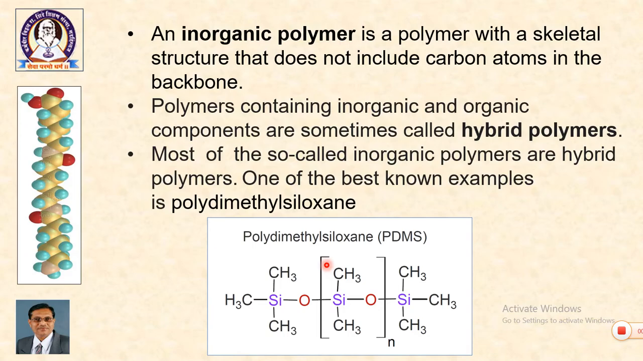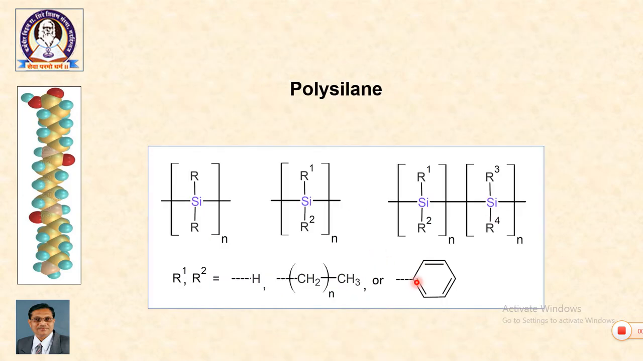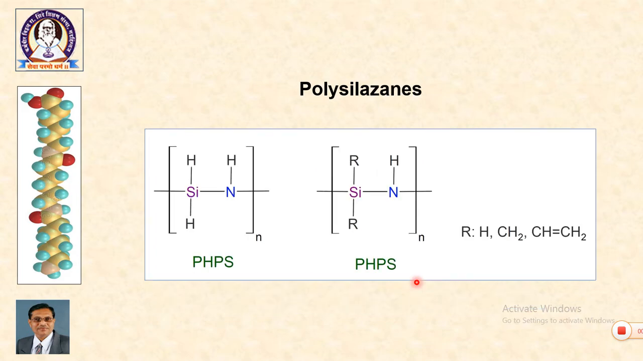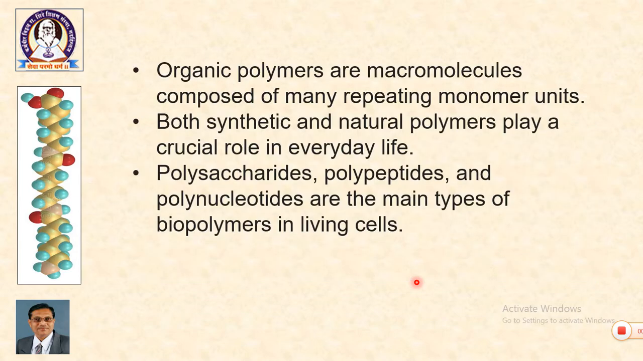One of the best examples is polydimethylsiloxane. So, inorganic polymers have an inorganic backbone instead of carbon. So, this is one example. Polysilane is another example. Polysilazanes is the next example. So, these are the examples of inorganic polymers.